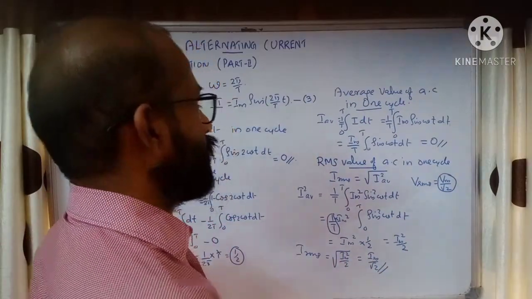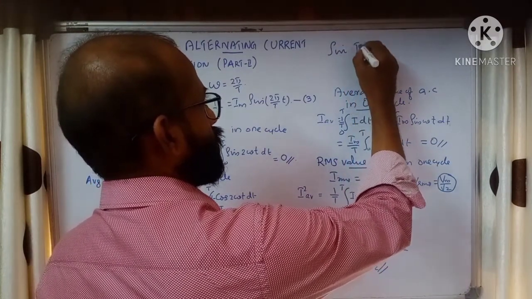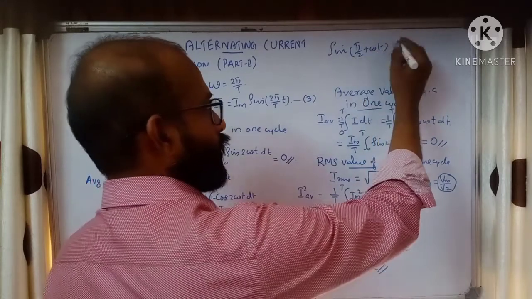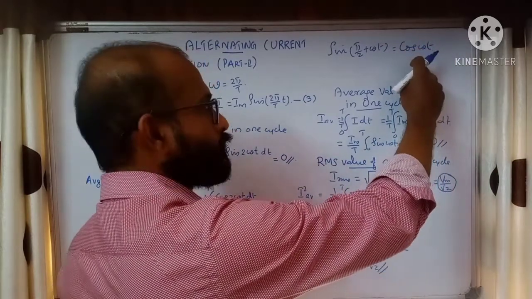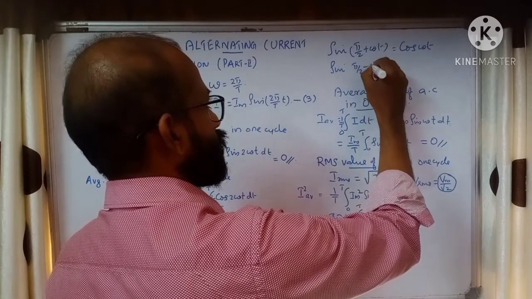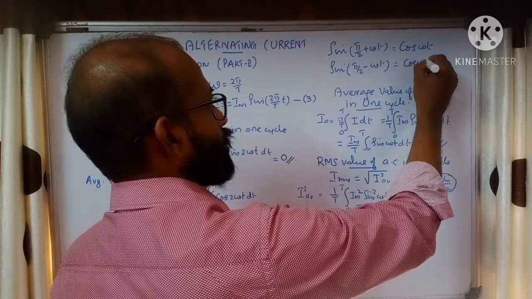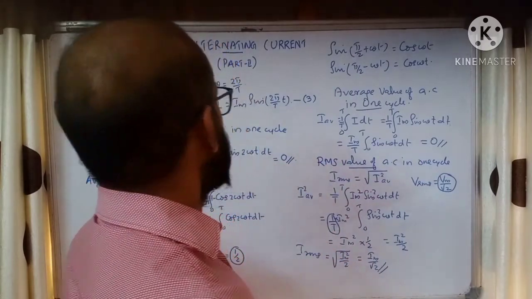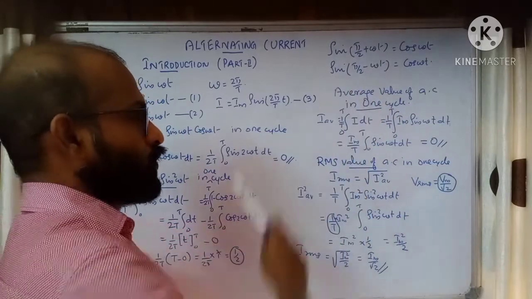Now we will see the values of sine of (pi by 2 plus omega t). That is sine(90 plus theta), which you have seen as cos theta. So I can write cos omega t. Similarly, sine(90 minus theta), that is sine(pi by 2 minus omega t), also has the same result, cos omega t. We need these two equations for solving a few problems related to alternating current.